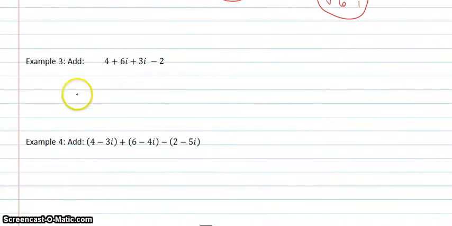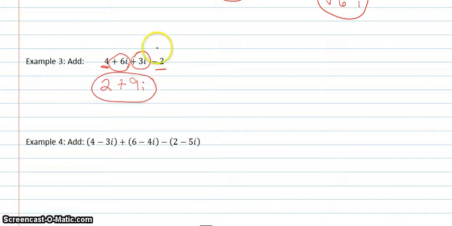In example 3, we're just combining like terms. So 4 and 2 are like terms, so 4 minus 2 is just a 2. And then I have these i's, 6i and 3i, those are like terms, so that'd be a plus 9i. And then that's our answer because there are no other like terms and we can't simplify.